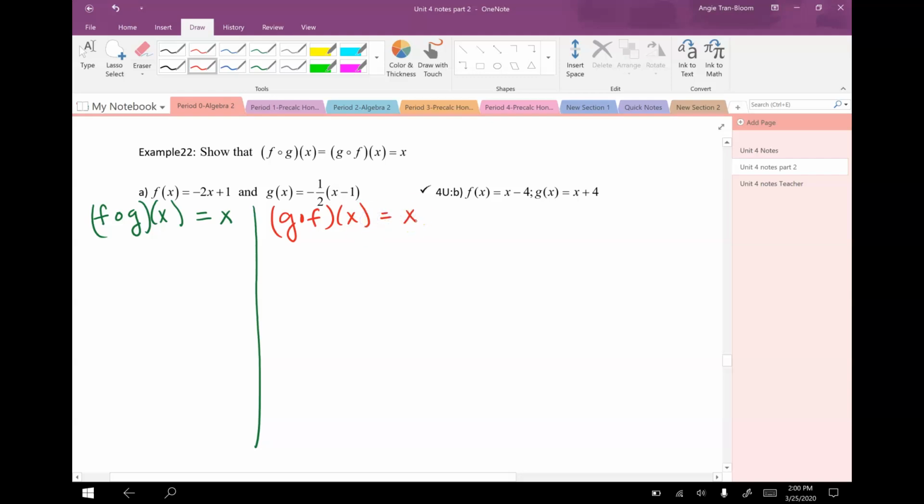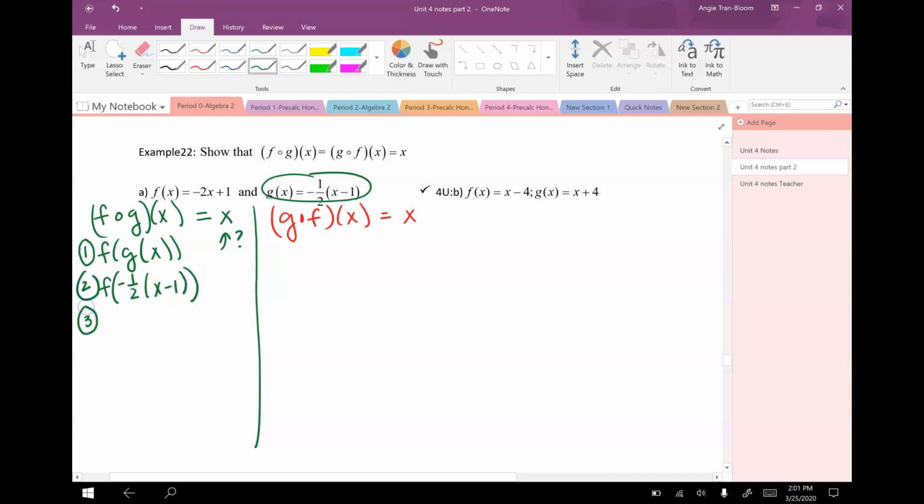Now when you are proving, you want to be super ultra neat, okay? So make sure I can follow your work. So f bubble g of x, that means it's f quantity g of x. And our goal is to see if it comes out to be x later. That's really the question mark. Step number 2, g of x is this right here. So we want to take out g of x and put in -1/2 quantity x minus 1.